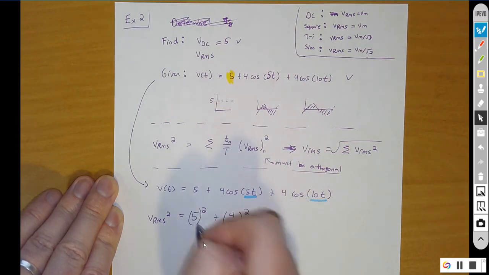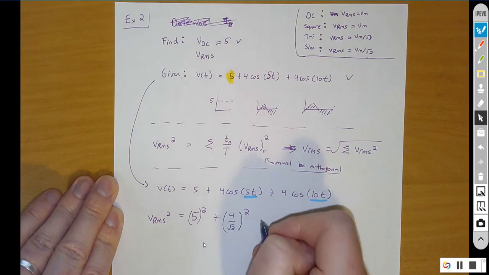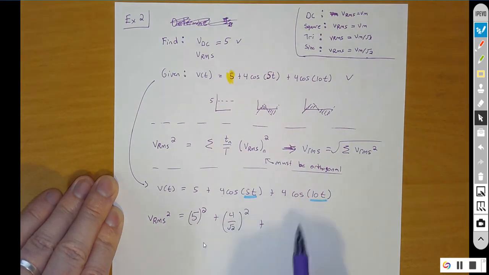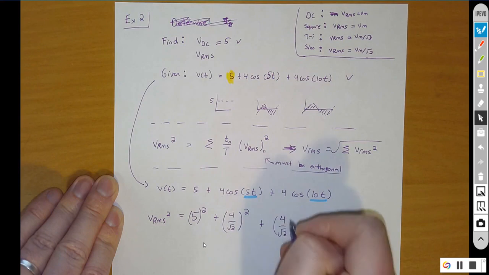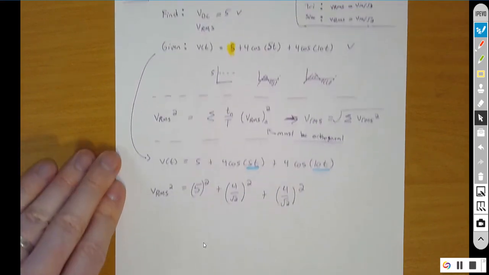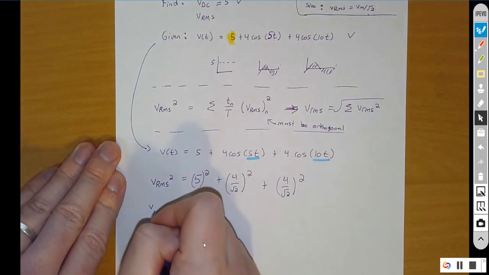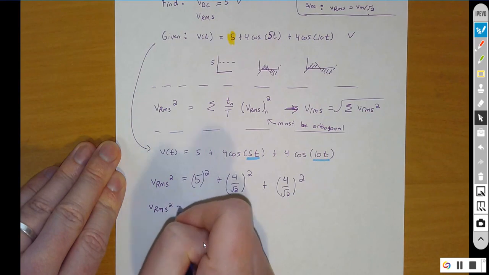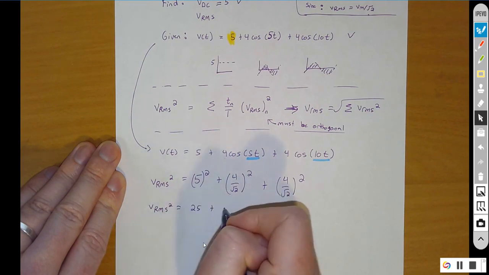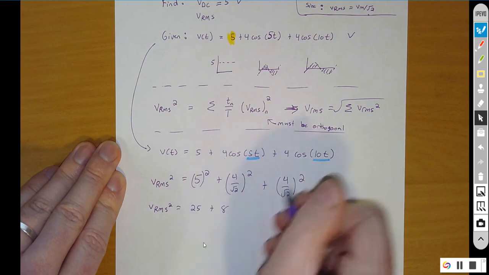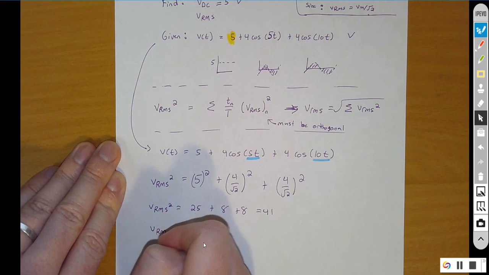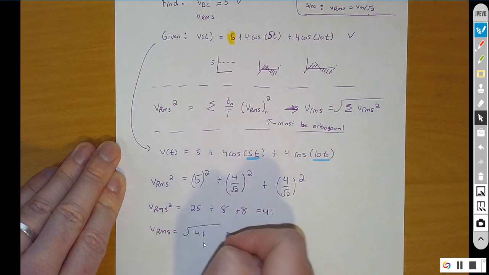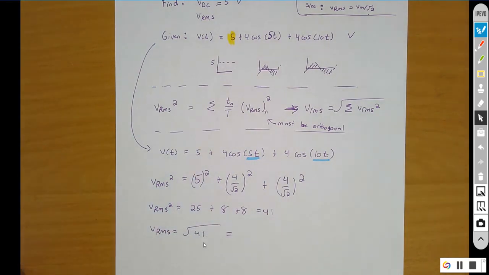If it helps you, we can put this in a quantity as well. Over here, we know that these are orthogonal. Again, if they weren't orthogonal, I would just add them together because they'd both be like 5t or 10t. I get the same thing, 4 over root 2, square the entire thing. So V RMS squared, you get 25 plus, this becomes 16 over 2, which is 8. This becomes 16 over 2, which is 8, which is 41.